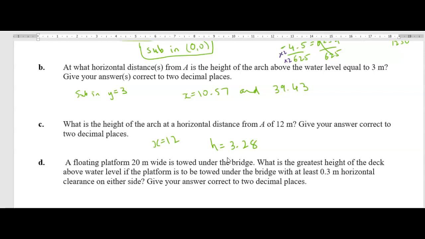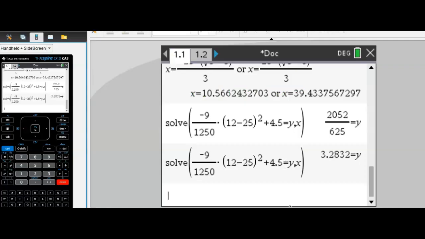And I just realized I used y previously, so let's just change that to h. It's because I said at the start to use the variables given and I wasn't. Okay, h equals 3.28. Just make sure I copy that down correctly. 3.28. Good.